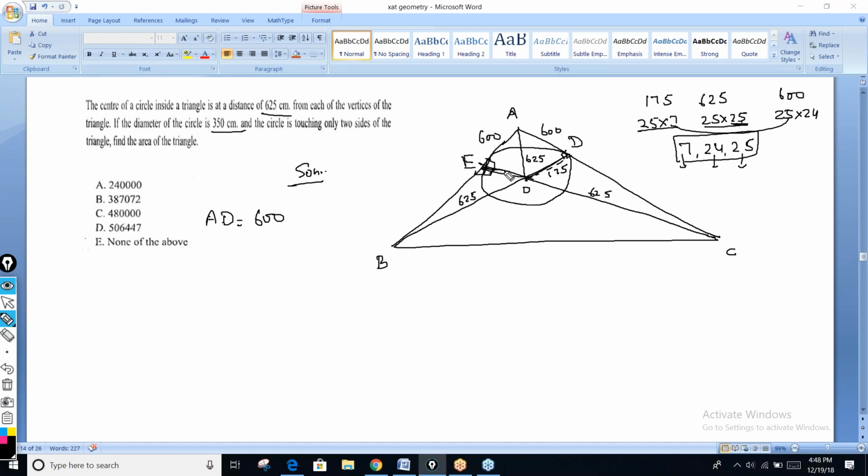There is again a 90 degree angle, the radius is 175. Similarly, BE will also be equal to 600. Similarly, 175, that is 625, so this will also be 600. CD will also be 600. AD and AE is also 600. So basically this becomes an isosceles triangle. AB and AC both are equal to 1200.